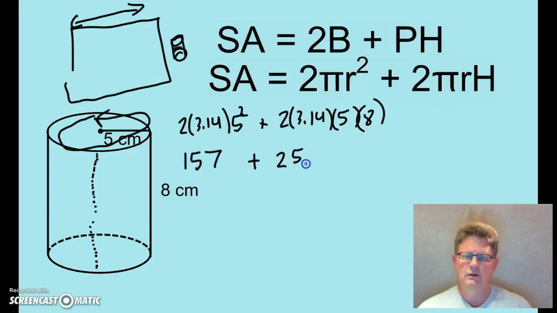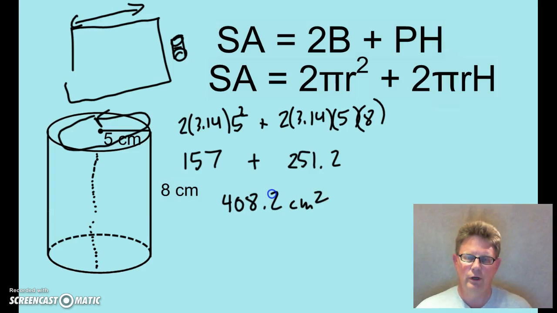25 point. Uh-oh, I have to use a calculator. Sorry. Alright, I knew there was something wrong. That's why I had to go get the calculator. It wasn't 25.12. It was 251.2 for a grand total of 408.2 centimeters squared. And that's how you find the surface area of a cylinder. 2 pi r squared plus 2 pi r h. This will conclude lesson 12.2 honors geometry, surface area of prisms and cylinders.